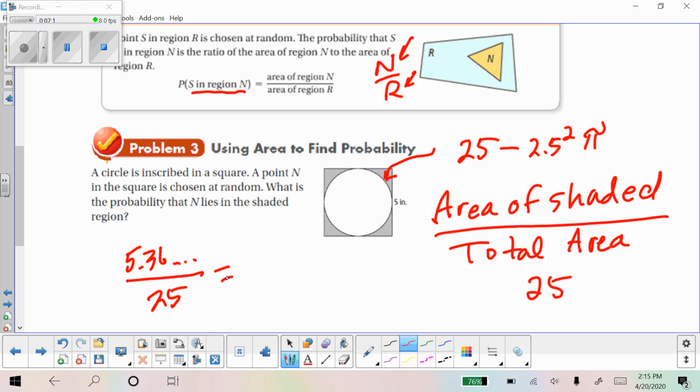And if I divide that by 25, I get, and this one we're going to round it to the nearest whole percent. So I get like 21 point something, but let's just say it's approximately 21% probability of landing in the shaded part.